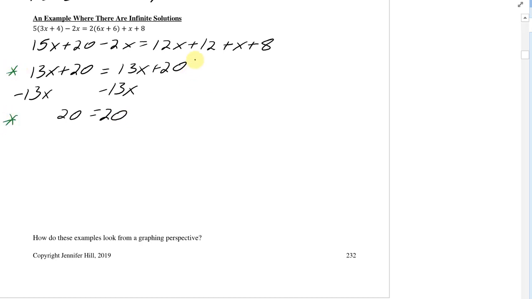Let me just show you one other way in case you went a different direction. So let's say I've got all this, and oops, this should be 13x.